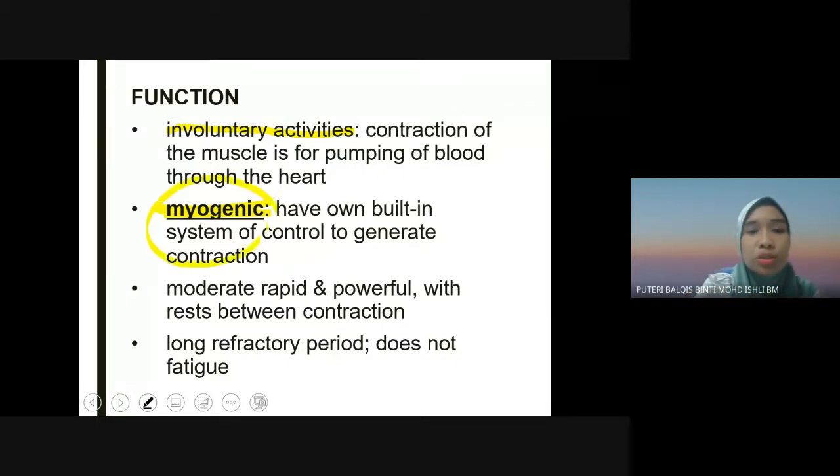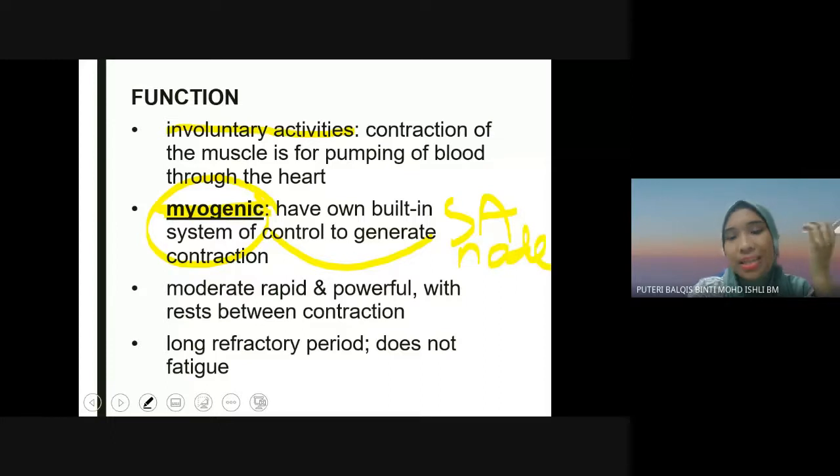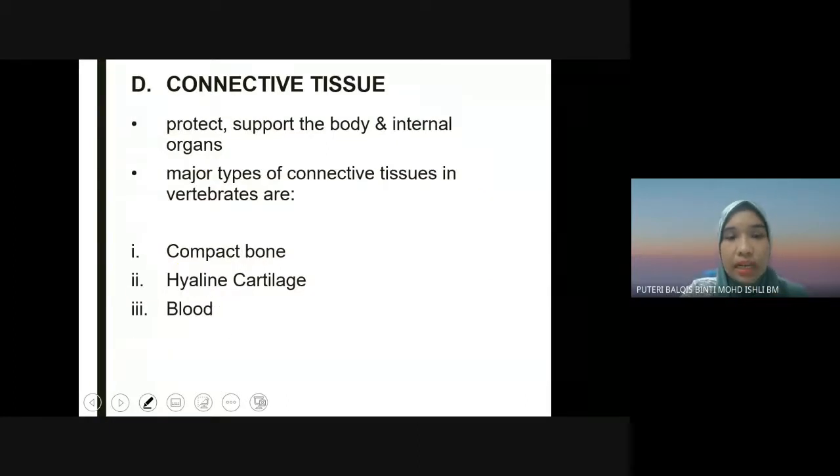Myogenic tu datang daripada mana? Daripada SA node. SA node ni adalah pacemaker of our heart. Itu adalah dia punya sistem. SA node, the pacemaker.